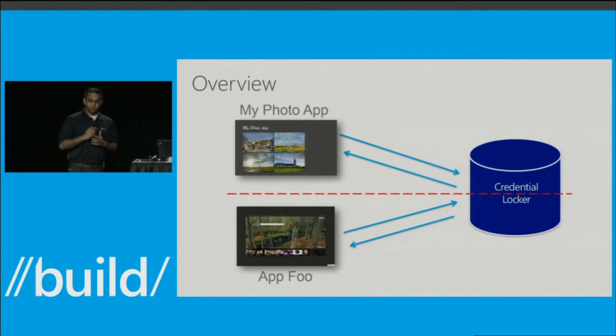Number 2, we also provide isolation between apps. That is, when my photo app stored something in Credential Locker, and app foo stored something in Credential Locker, they only have access to what they stored. Similar to how two apps can't really talk to each other or peep into each other, it's the same way with Credential Locker too. So your secrets are safe, they're isolated, right?